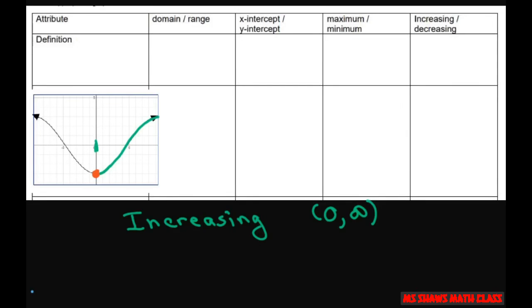For decreasing, it starts from here, -infinity to 0. You're looking at your x on that. So that's going to be -infinity to 0.